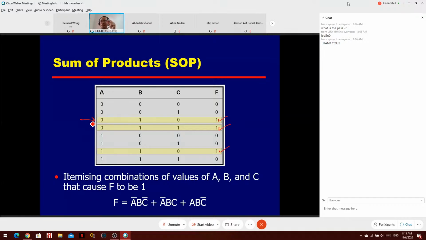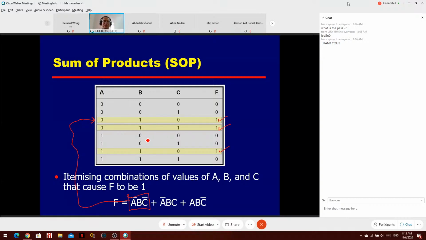Okay, the first one here. The A is a 0, the B is a 1, and the C is a 0. So when the A is 0, it means it's not A. When the B is a 1, it means it's a B. When the C is a 0, it means it's not C. So therefore, we arrive at this one. So not A, B, not C.